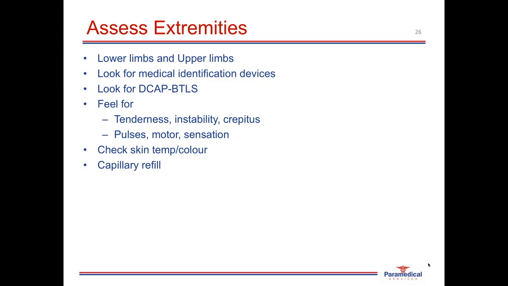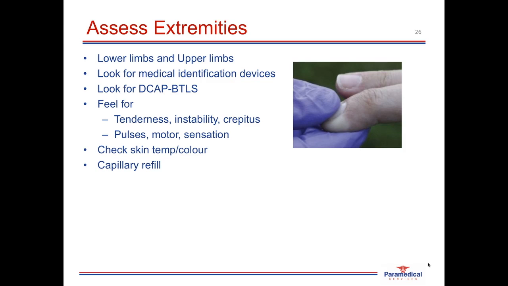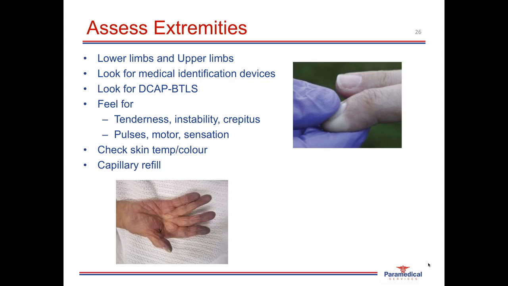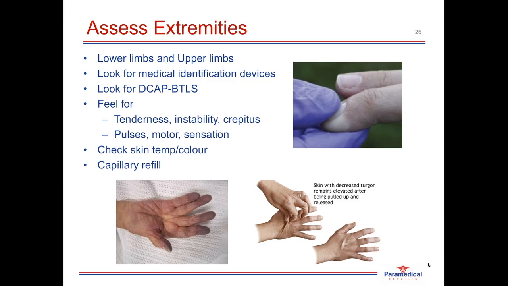Assess the pulses on the legs and the arms and the motor and sensory function. Have a look at the skin temperature and the color, and assess the capillary refill to check the circulation right down at the fingers and toes. You can also check for skin turgor by pinching the skin on the hand, and if the skin stays raised, it's an indication that the patient is dehydrated or hypovolemic, and if the skin smooths back down quite easily, then it indicates that the patient is well hydrated.